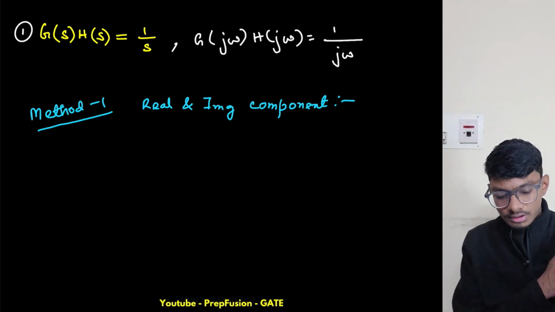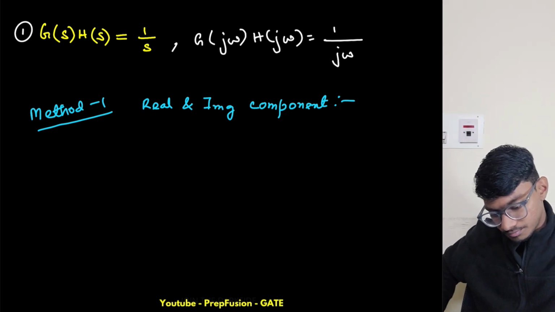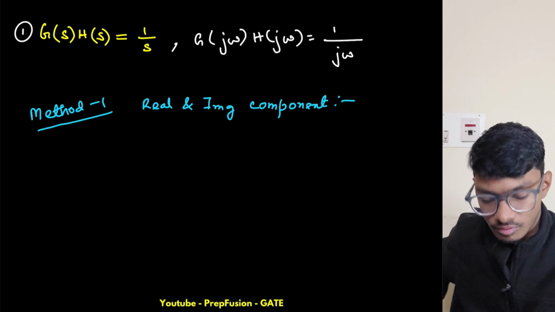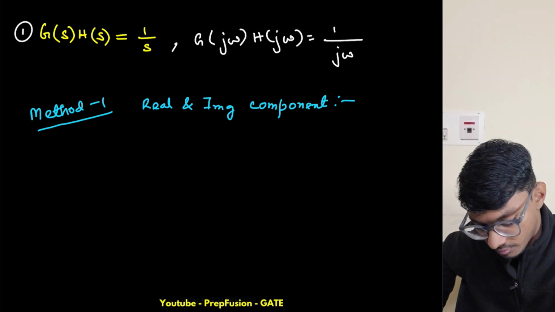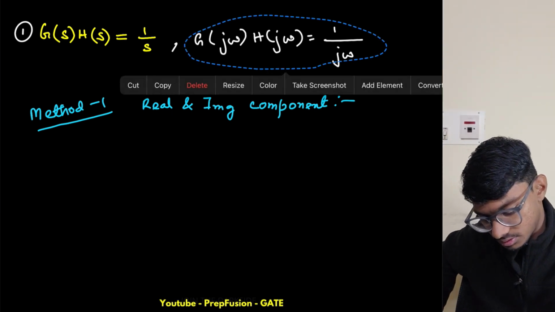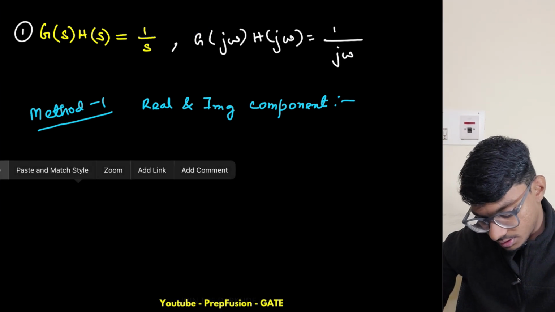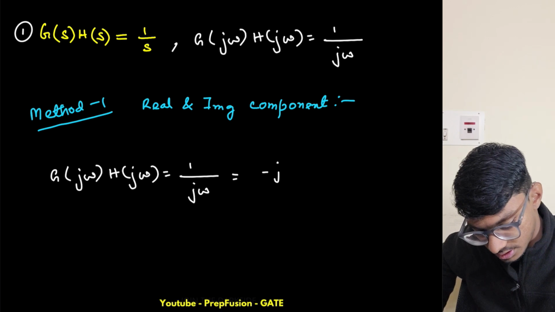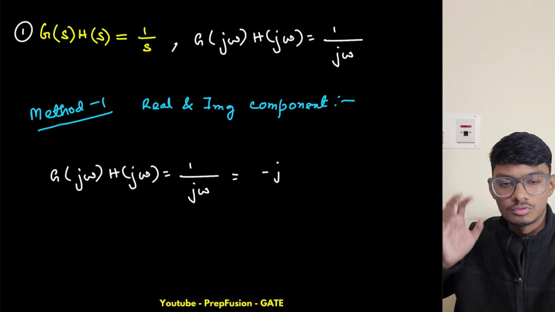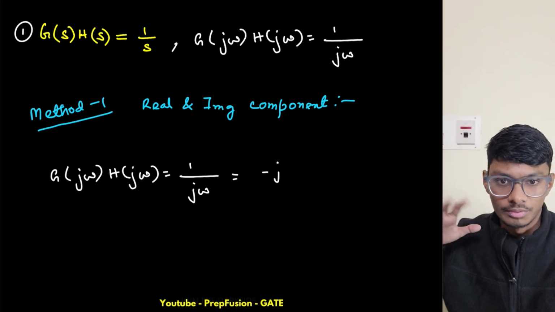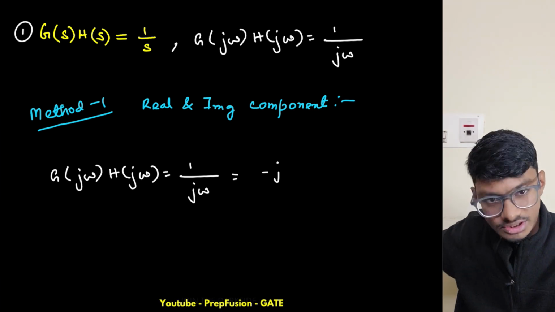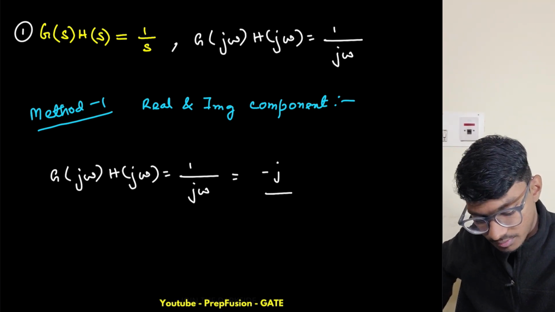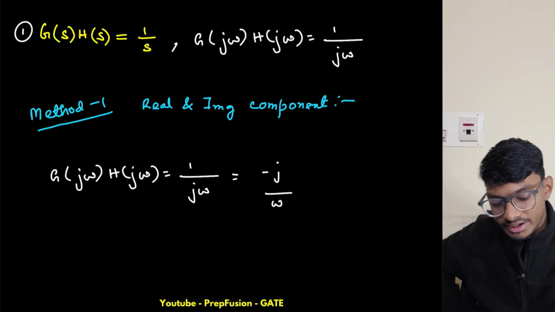Real and imaginary component. So basically, if you find the real component, I will further rewrite this one. What you can do is, this equals minus j, if j goes above, or you multiply j in both the numerator and denominator. You will see j square will be minus 1 and this will be minus j by omega, right? So what is my real component?